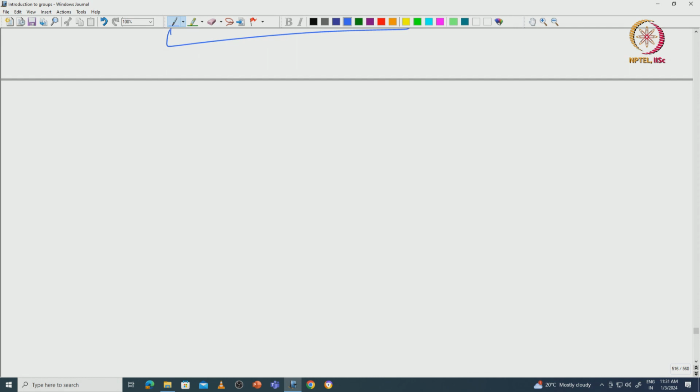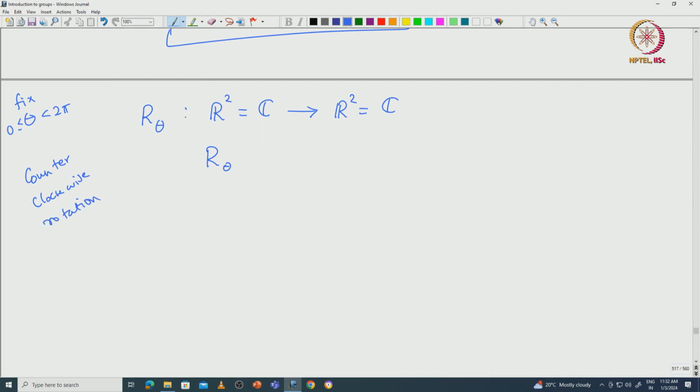So, let us say r theta is the rotation about the origin. So, this is where we want to identify R2 with C. Then it becomes clear what the map is. So, this counterclockwise rotation, where theta you fix between 0 and 2 pi, this is something you fix. Then the counterclockwise rotation r theta is given by r theta of z equal to z times e power i theta. So, this multiplication indeed helps to write down the formula for rotation.